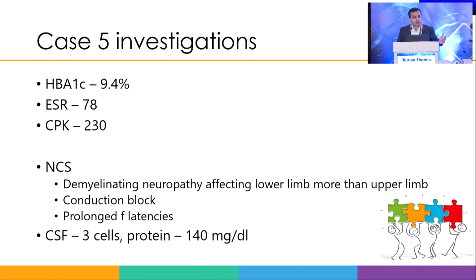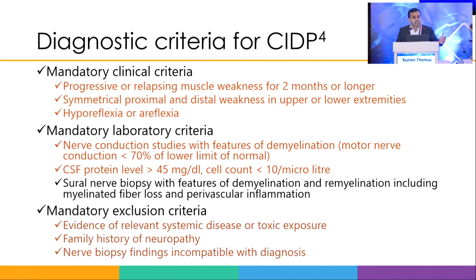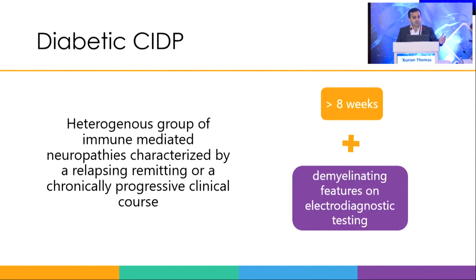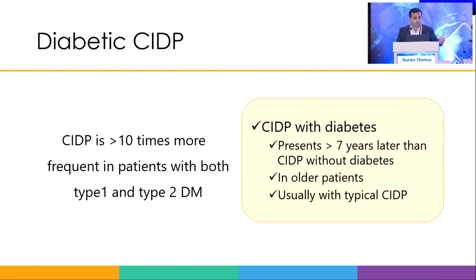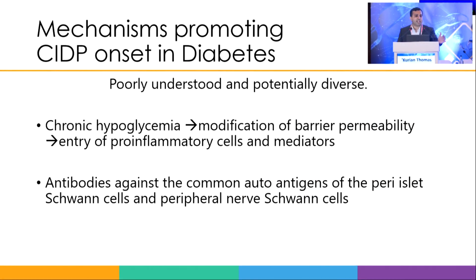So diabetes can even present with CIDP. What we have seen is that CIDP is more common in patients with diabetes, up to 10 times more common. Usually diabetic patients will present with a CIDP at a later stage, and they usually present with typical CIDP. So the mechanism is thought to be due to the chronic hyperglycemia, and also there can be antibodies which are directed against the peri-islet Schwann cells and also against the peripheral nerve Schwann cells.